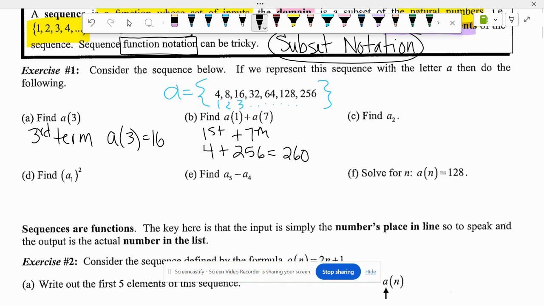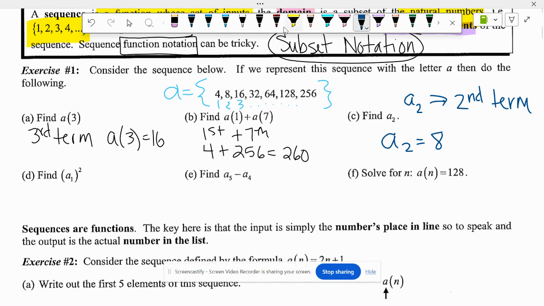Okay, good. All right. This next one is written in subscript notation, right? This is a subscript because we have that weird lettering where we drop it down. So A sub 2 is the same thing. It still wants me to find the second term. So A sub 2 equals what? Yeah. A sub 2 is 8.